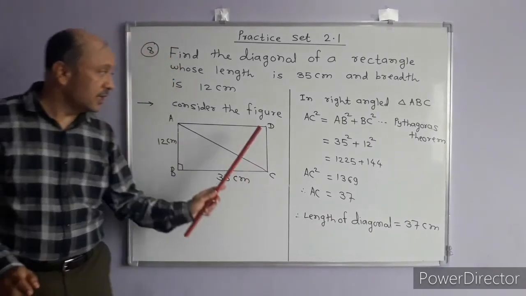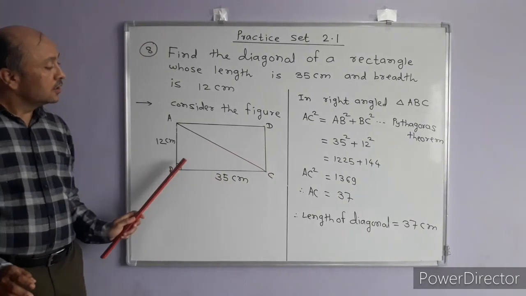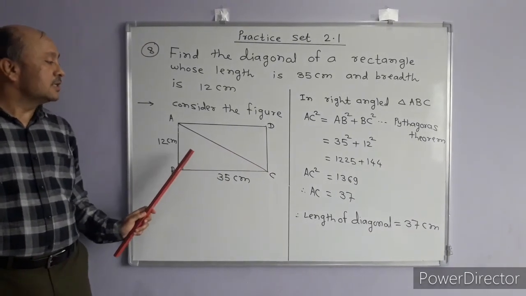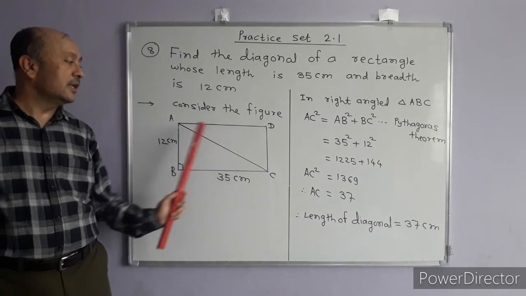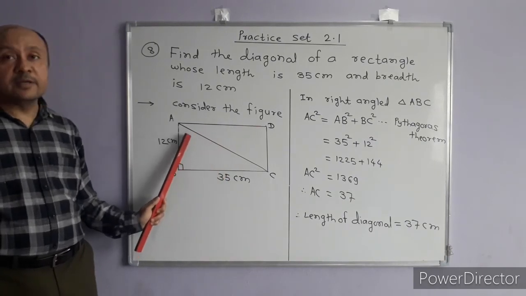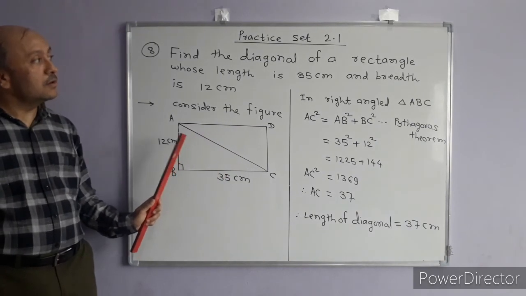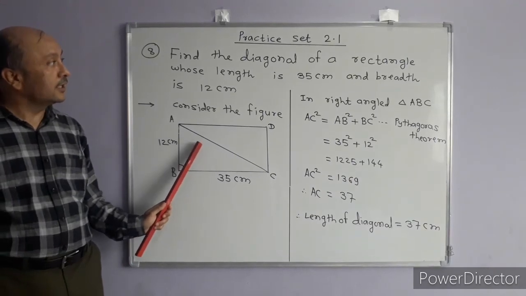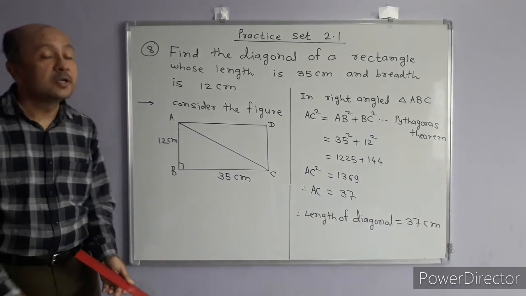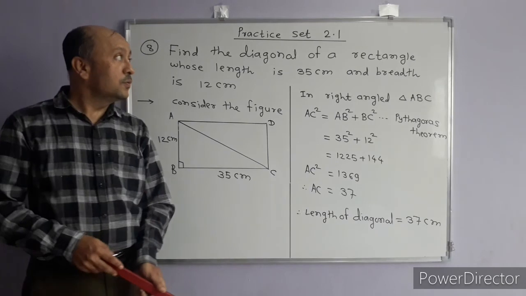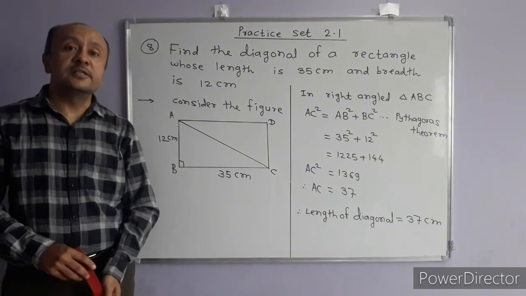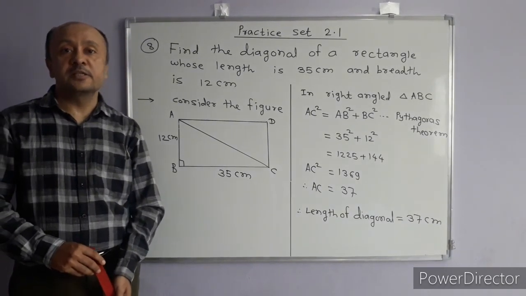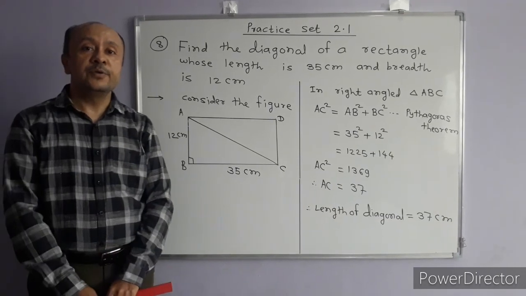If you want, you can take BD also as the diagonal. We'll get the same answer. Either you take BD or we'll take AC, the length will come the same. So this is the use of Pythagoras theorem. In place of a rectangle, sometimes the figure of a square is also given. I hope students you understood today's concept and whatever examples I have solved today, I hope you understood very well.